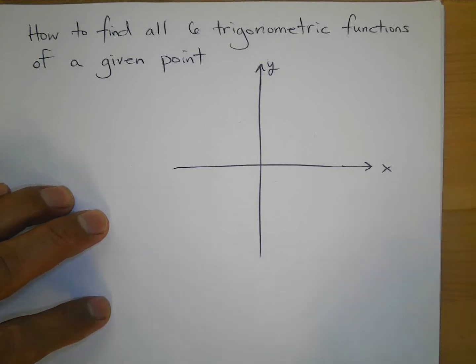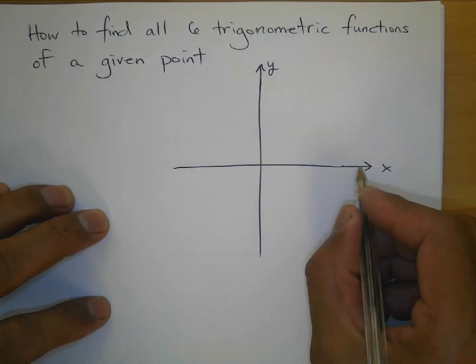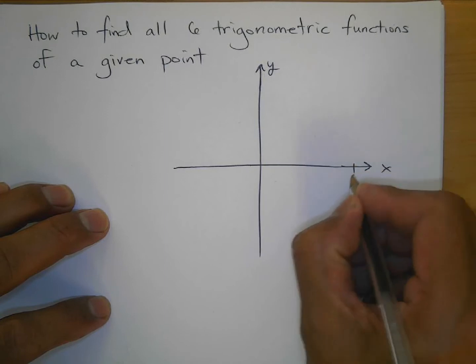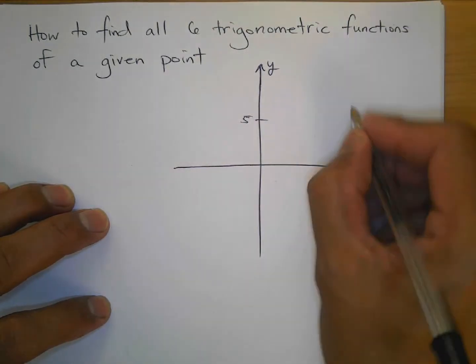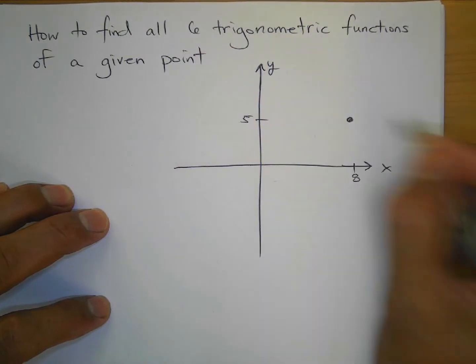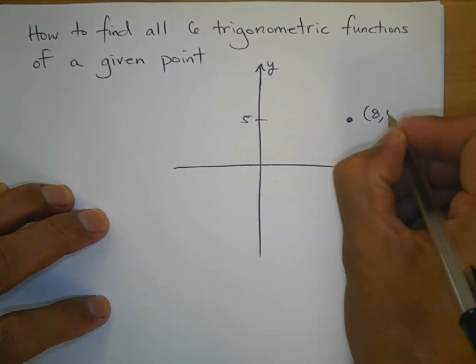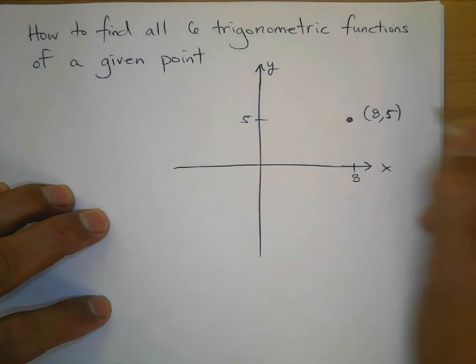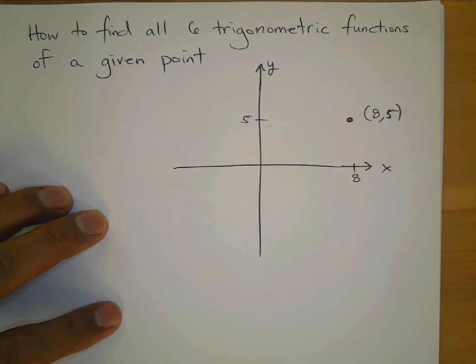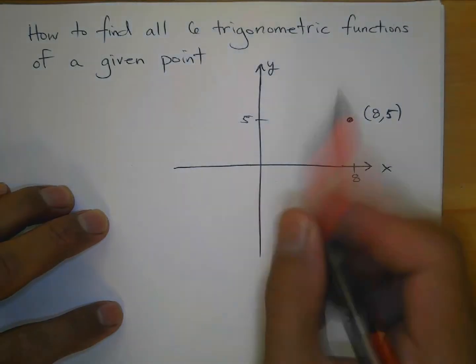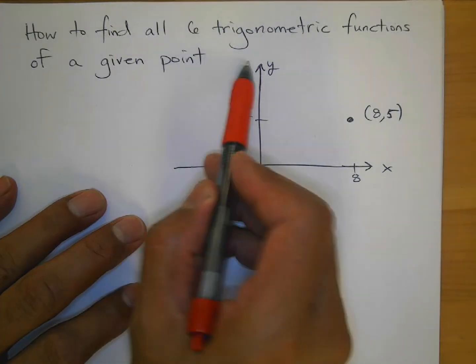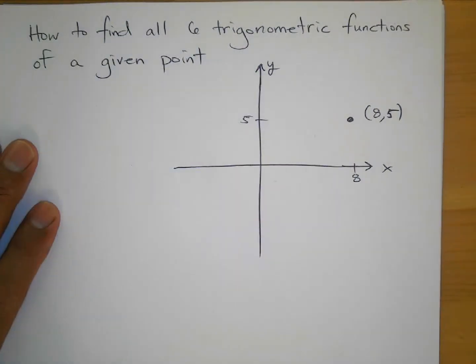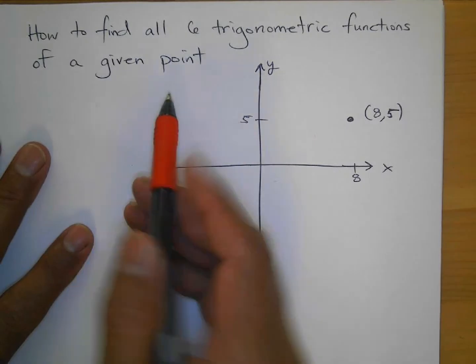If I pick the point 8 on the x and 5 on the y. 8 on the x and 5 on the y is right here. Okay? And what's going to happen with this point is you're going to go off the center. And remember, for us to get trig functions or trig ratios, we need a triangle. You don't have a triangle, they're giving you a point only.